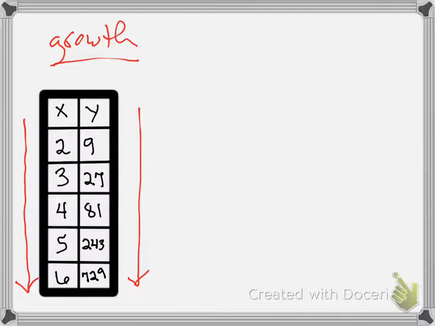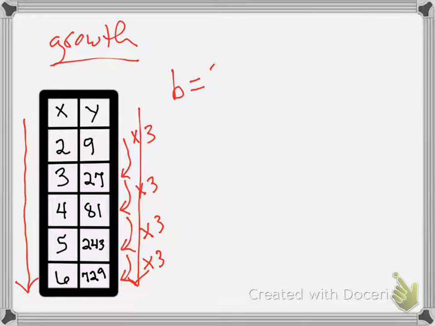So we've got to think, 9 times what is 27? If you're not sure, think of it the opposite way. 27 divided by 9 gives us what? 27 divided by 9 is 3. So what that means is that 9 times 3 gives us 27. So 27 times 3 would give us 81. 81 times 3 is 243, so on and so forth. So our factor, our b value here, is 3. That's what we're multiplying by each time.